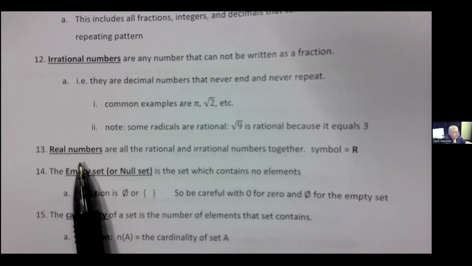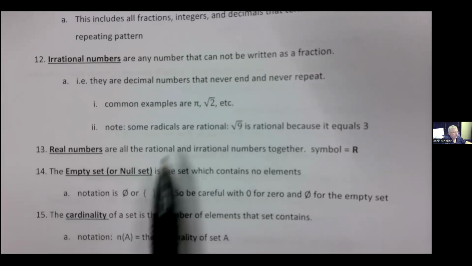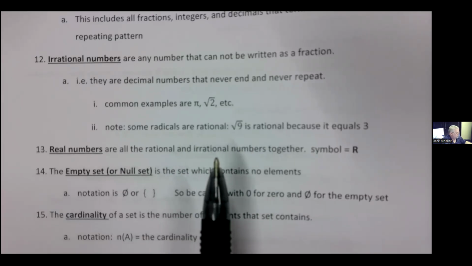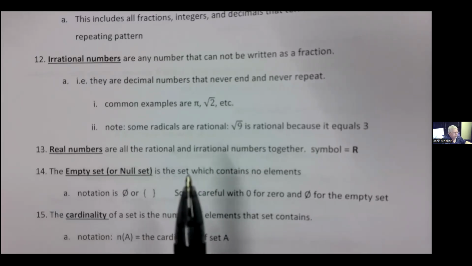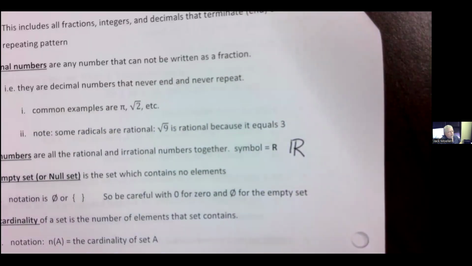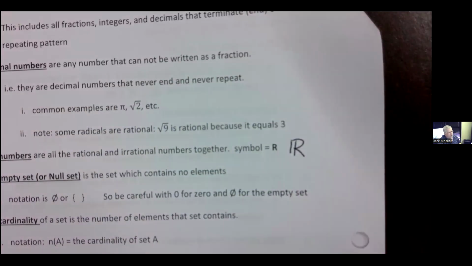And then what are real numbers? Real numbers are all your rational and irrational numbers together. And so all the numbers that we deal with on a daily basis are real numbers. And again, here the symbol is a capital R, or since I didn't have a script for it, a fancy capital R with a double leg in front of it.